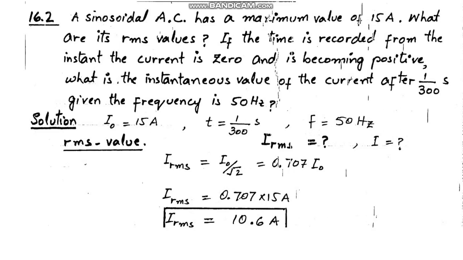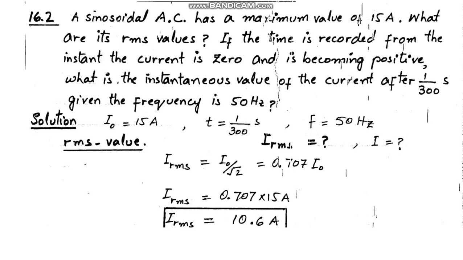Solution. Given data, I naught is equal to 15 ampere. That's given in the question. Time 1 over 300 seconds. That is given in the question. Frequency, that is 50 Hz. That's also given in the question. We want to find I RMS and I.